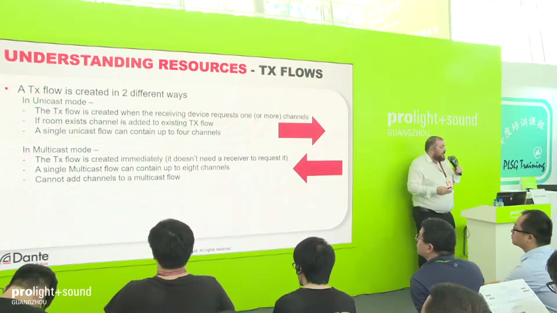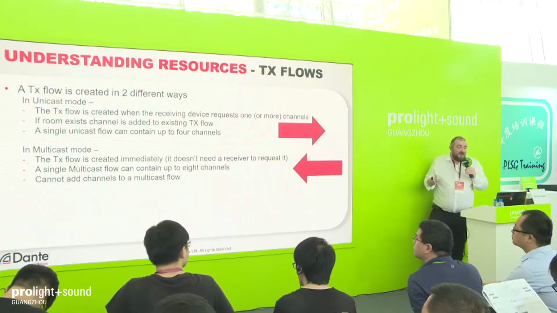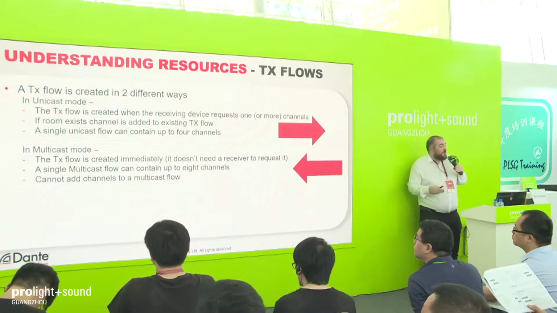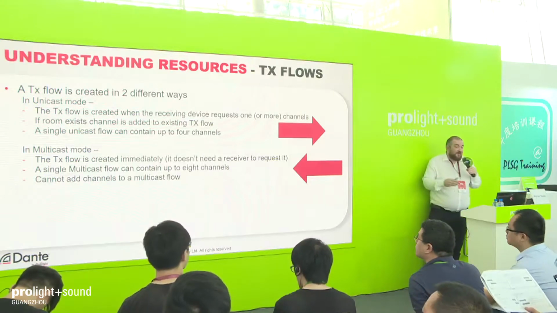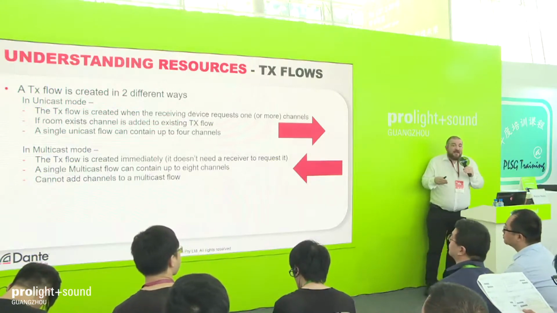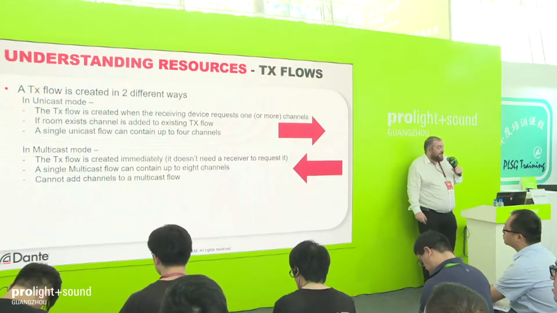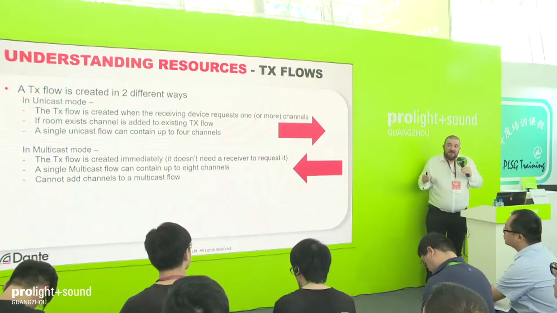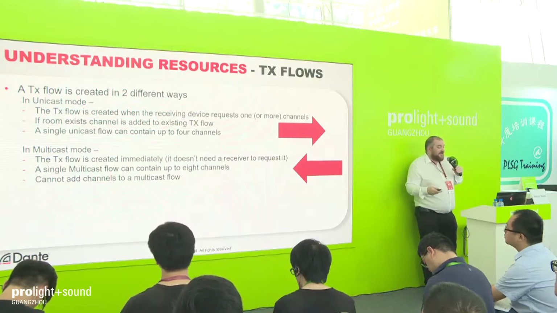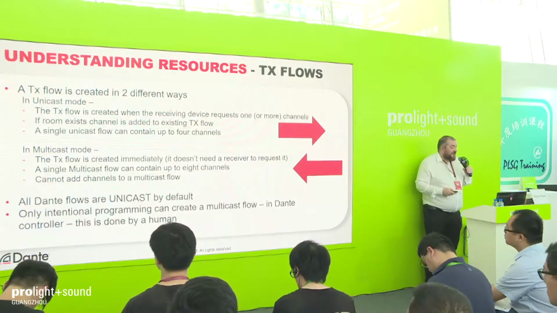So in unicast mode, a transmit flow is created when the receiving device requests 1 or more channels. And if room exists in an existing flow between the 2 devices, that audio will be added to that flow at no extra cost. In multicast, the transmit flow is created immediately and is just sent to that destination, and you can't add channels to a multicast flow.